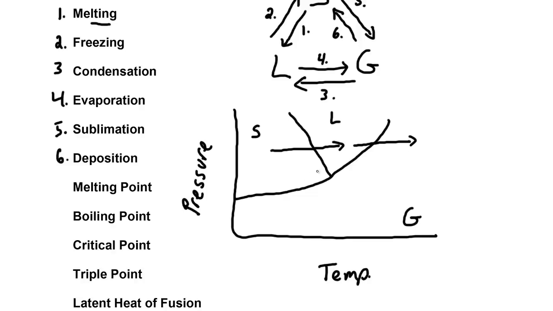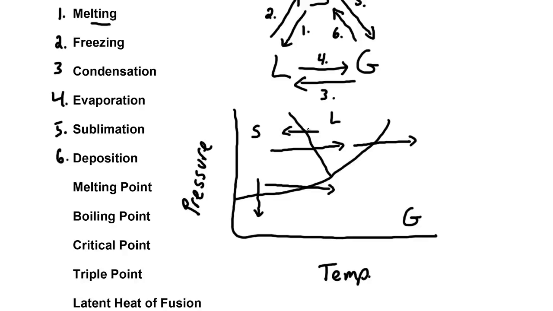Now, what we could also do is be in the solid state. We could increase the temperature a little bit at a specific pressure and go directly into the gas state. Or we could be in the solid state and keep the temperature constant, just lower the pressure. And when we lower the pressure, we can go into the gas state. And we can always do the reverse of these as well.